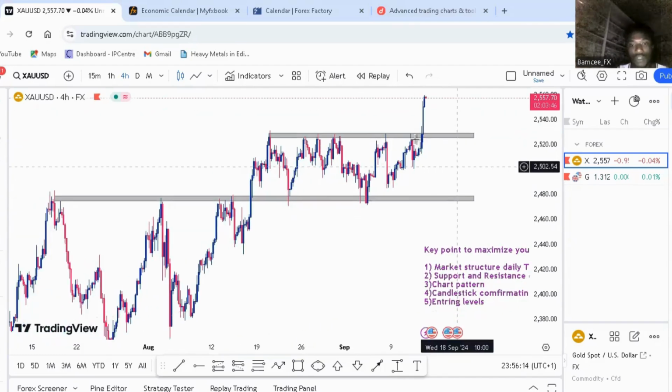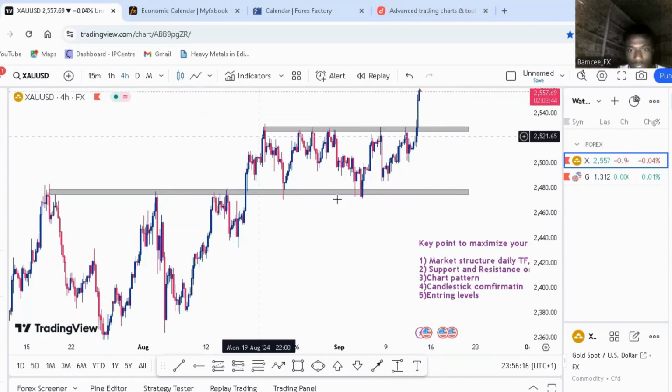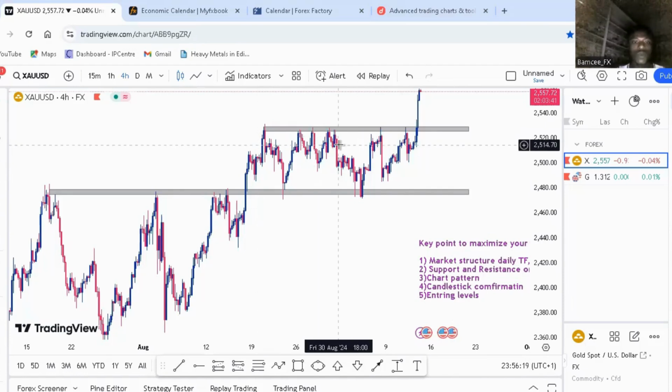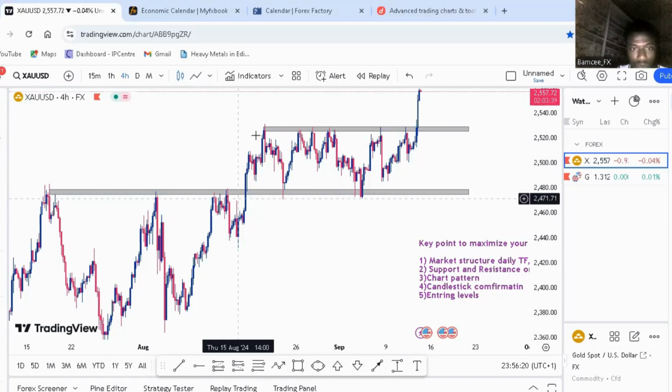Gold has been ranging. So now let me explain what actually happened here before the breakout. If you look very well, after gold broke out from this particular zone, I came back for a retest on 4 hours.